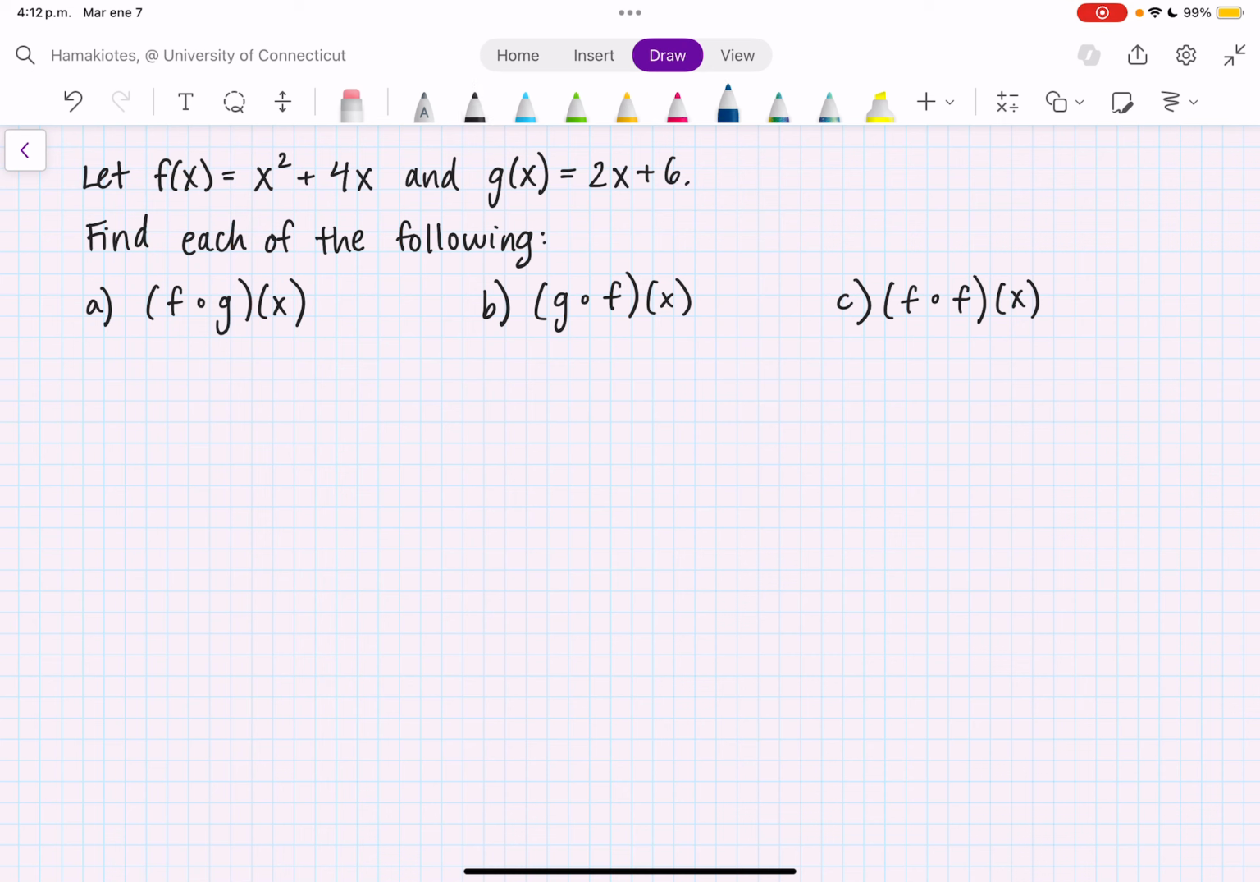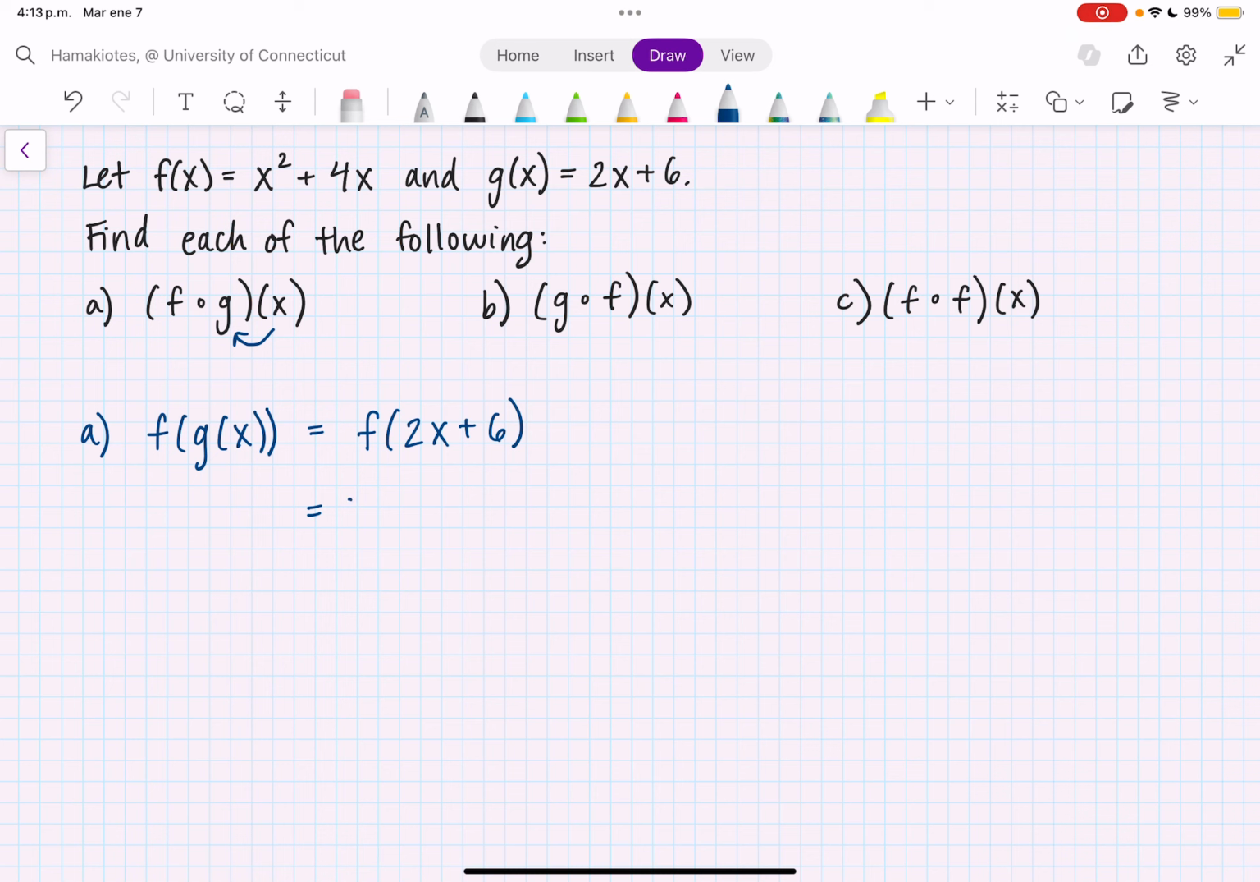So first, let's start with f composed with g of x. So we can also write this as f of g of x. The way this notation works is first we apply x to g, which is the function on the right, and then we apply it to f. So we know what g of x is. That's 2x plus 6. So this is f of g of x, which is 2x plus 6. Now we want to plug in 2x plus 6 into f of x, which is x squared plus 4x.